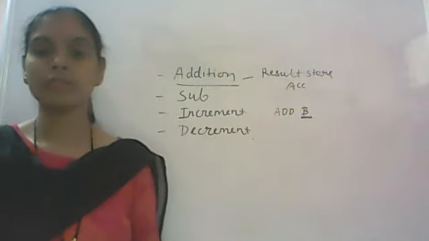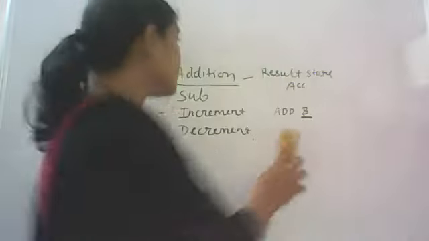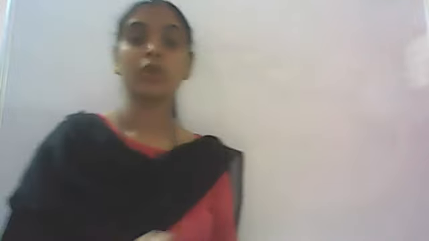Now, after that, see the subtraction. Same here. Any 8-bit data or the content of a register or the content of a memory location can be subtracted from the content of the accumulator. Same here, in subtraction the result is stored in the accumulator. Where will the result be stored? In the accumulator.